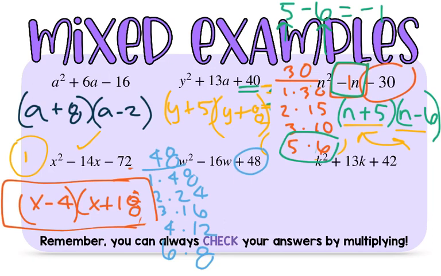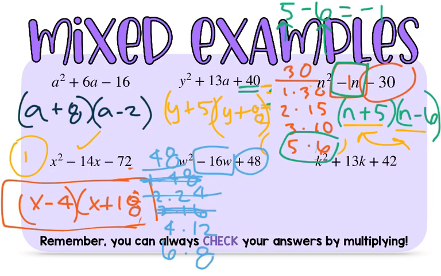Well, 1 plus 48 is 49, so that definitely won't work. If they were both negative, it would just be negative 49, and that still is not going to get me anywhere close to negative 16. 2 plus 24 is 26. If they're both negative, it'd be negative 26, so that would not work. 3 and 16 adds to get you 19. If they're both negative, you would just get negative 19.